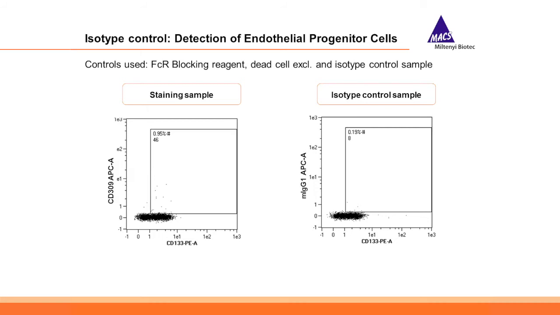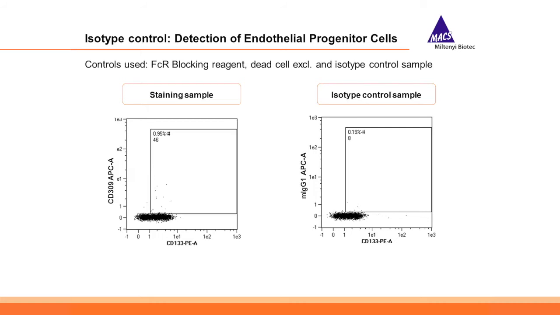Here you see we stained CD133 versus CD309. The target cells are double positive. And you see some positive cells here, very few, only 46 events, which makes around 0.95% of all cells that we acquired here. So this is truly a rare cell application.